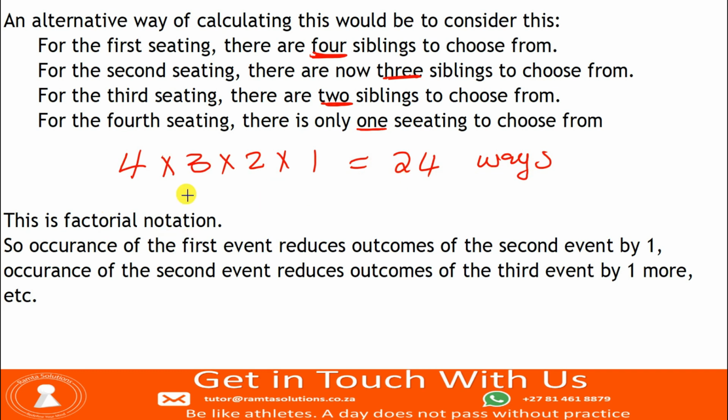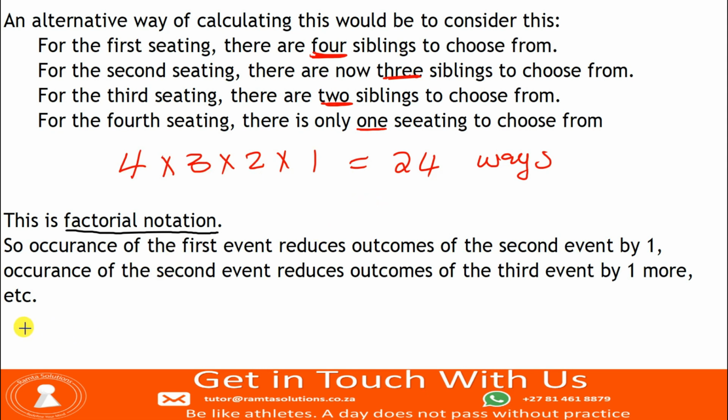Now, this is factorial notation. With factorial notation, what we are basically saying, I want you to pay attention, is that the occurrence of the first event reduces the outcomes of the second event by 1. The first event had 4 outcomes, but its occurrence reduces that of the second by 1, meaning it was 4, now the second will be 3. And then that of the second reduces the third by 1, and so on.